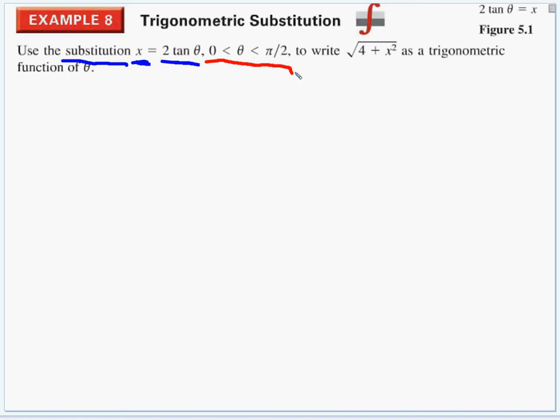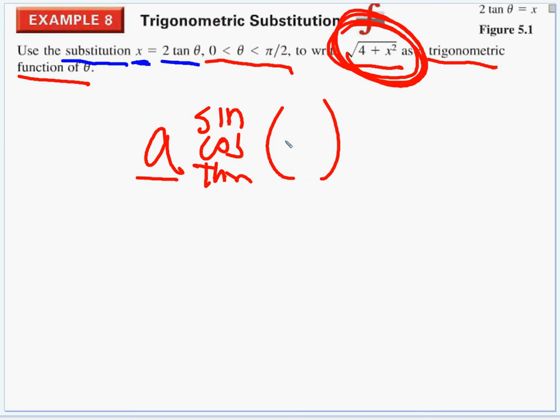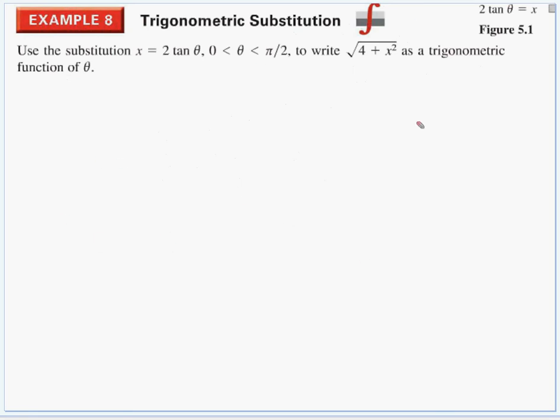And it says we want to use the substitution to write this radical as a trig function of theta. Now, when they say as a trig function of theta, we're going to take this and transform it into, we might have a number, like we could use the letter A, and then a trig function like sine or cos or tan, depending. And then we're going to have some value here, probably just an x. So this is equal to some value like 3 cos of 2x or maybe 7 tan of x, something like that. That's what the directions are pushing us to do.